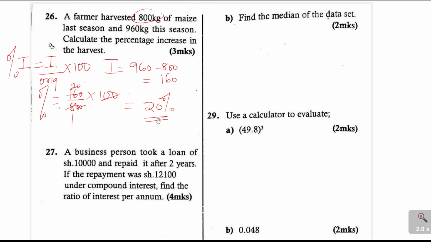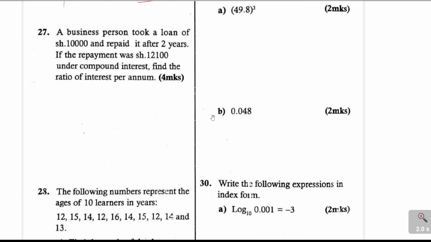We go to question 27. A business person took a loan of 10,000 and repaid it after 2 years. If the repayment was 12,100 at compound interest, find the rate of interest per annum. So this is compound interest, and you have the loan. This will be the principal amount. Then the repayment, this is the total amount that was repaid back.